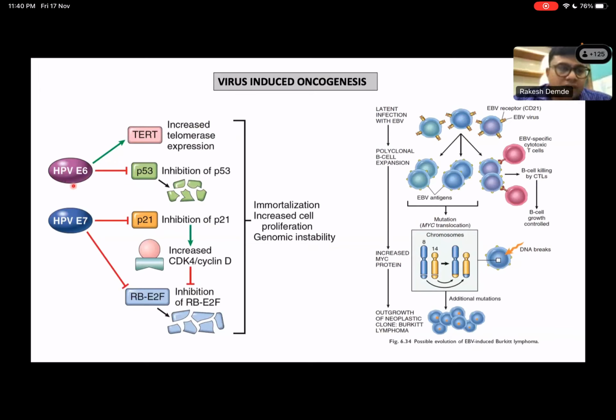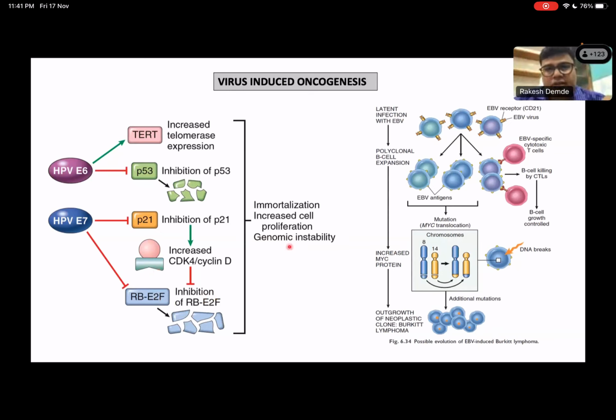So HPV has two components, E6 and E7. E6 will cause TERT promoter mutation. It will suppress the P53. Similarly, E7 is a component which goes and releases RB from E2F. So E2F is a transcription factor, and once the transcription factor is released, it leads to proliferation. So this is the basic mechanism of HPV-induced squamous cell carcinoma, and this HPV sub-classification can be detected by molecular technique.